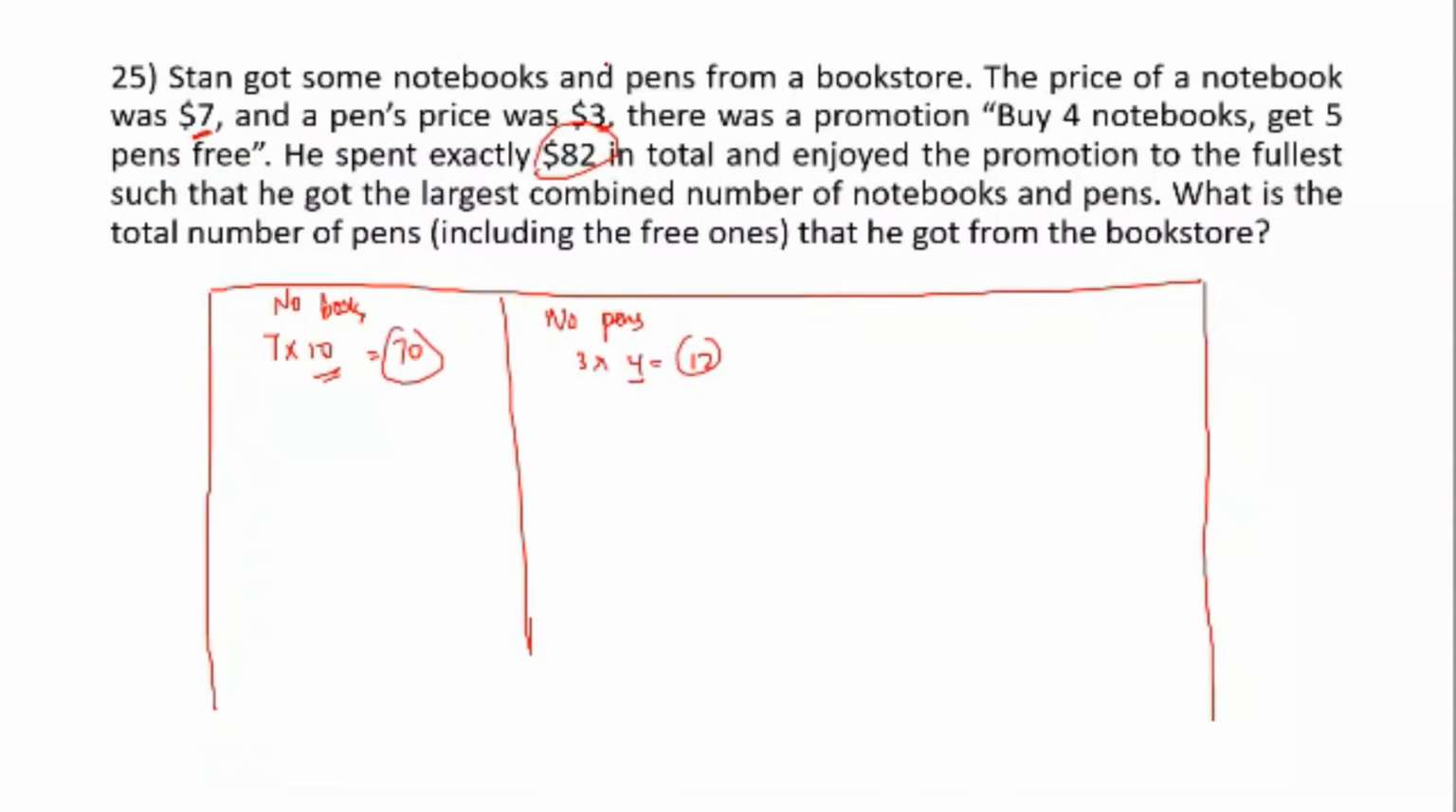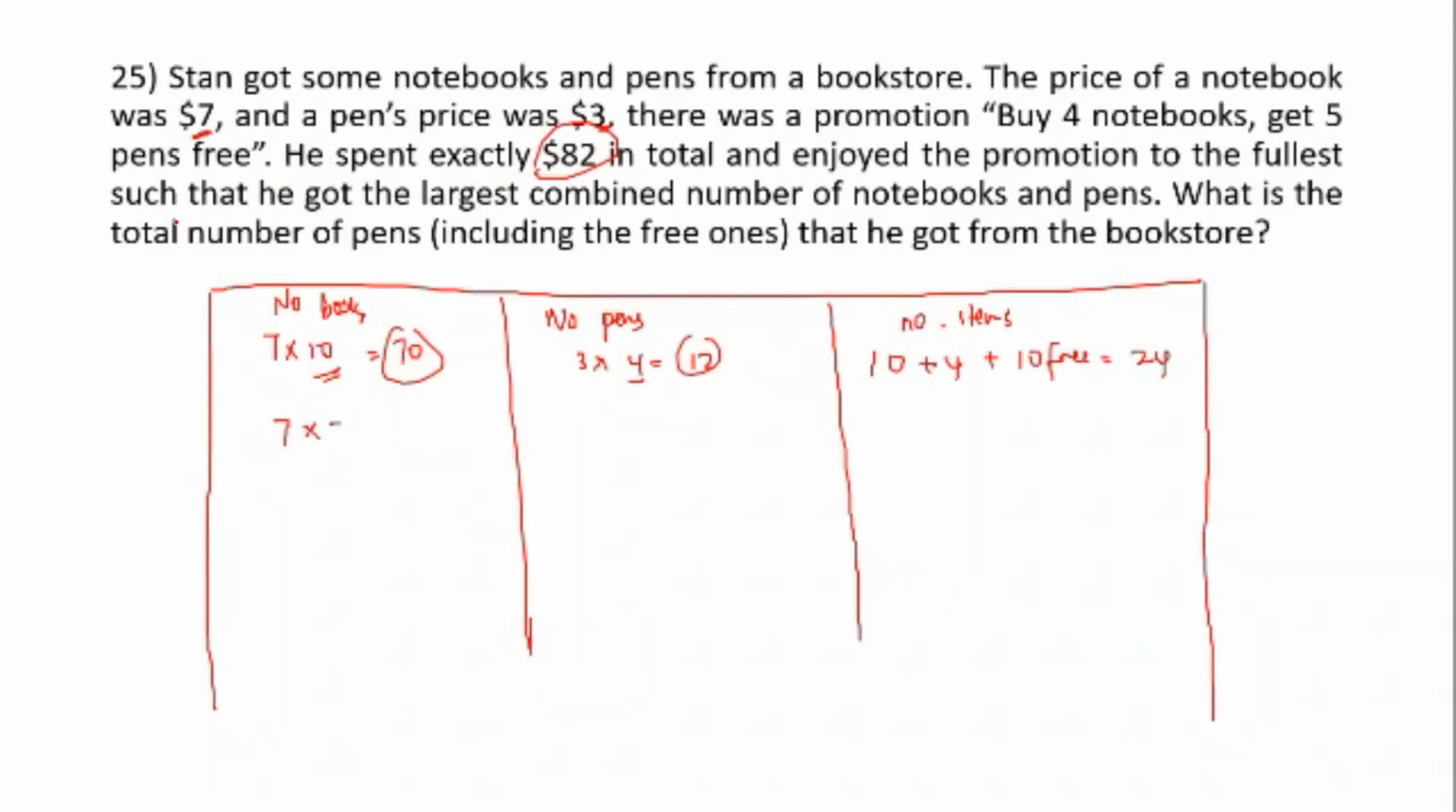So if he buys 4 notebooks, he gets 5 pens free. Now he buys 10 notebooks, that means he can get 10 pens free. So now let's find the number of items he gets. This is number of items. So 10 notebooks plus 4 pens, and then plus 10 free pens. So in total, 24 items. And now we can have the next combination.